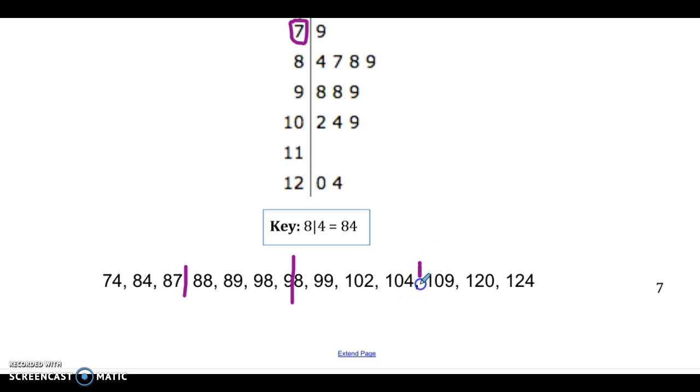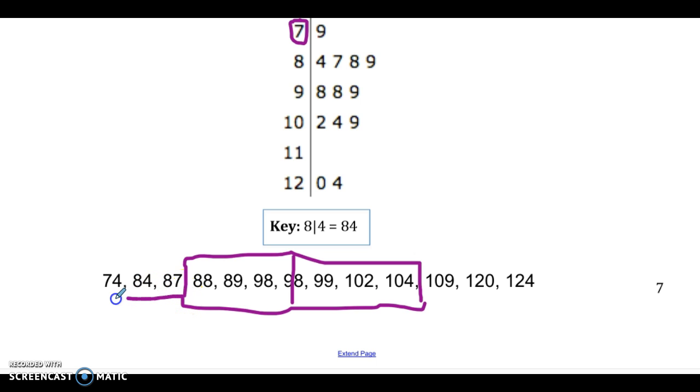So again, right here is going to fall our Q3. Those are the 3 numbers that make our box. And then our whiskers, if you want to think about box and whiskers, extend all the way down to the minimum and all the way up to the maximum. So we can see here we have a range of what, 50? 124 minus 74. That's going to give us our range of 50.